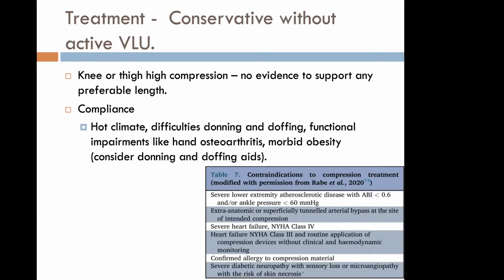But anyways, those patients who've had an anatomical bypass where the graft was placed just under the skin, or patients who are in heart failure, or those who have allergy against any of the materials that are used. And any patient who has significant peripheral neuropathy, because they may not appreciate the severity if the compression is excessive and they actually need to take them off. So we would really not use them in those patients.